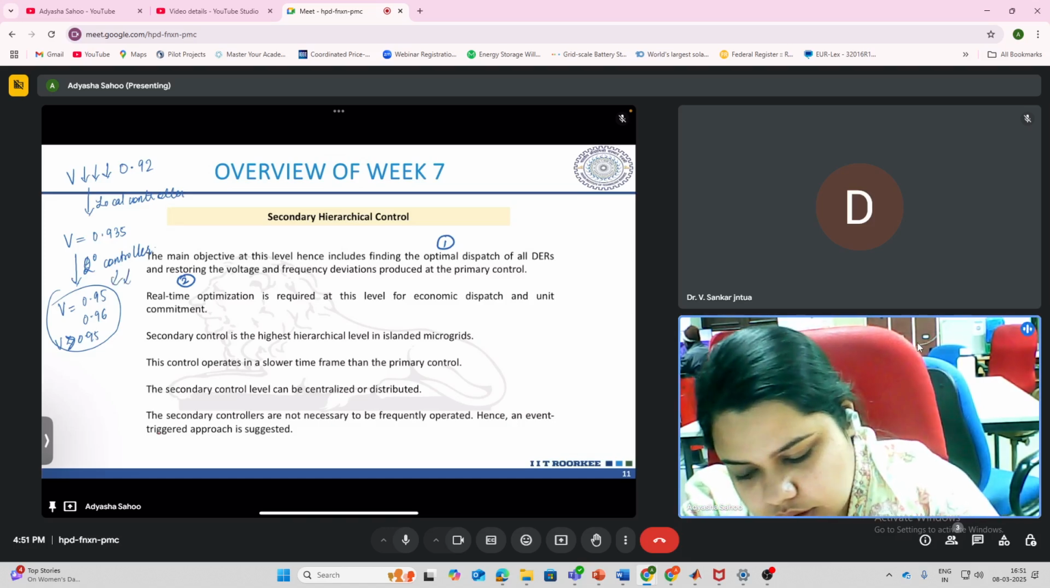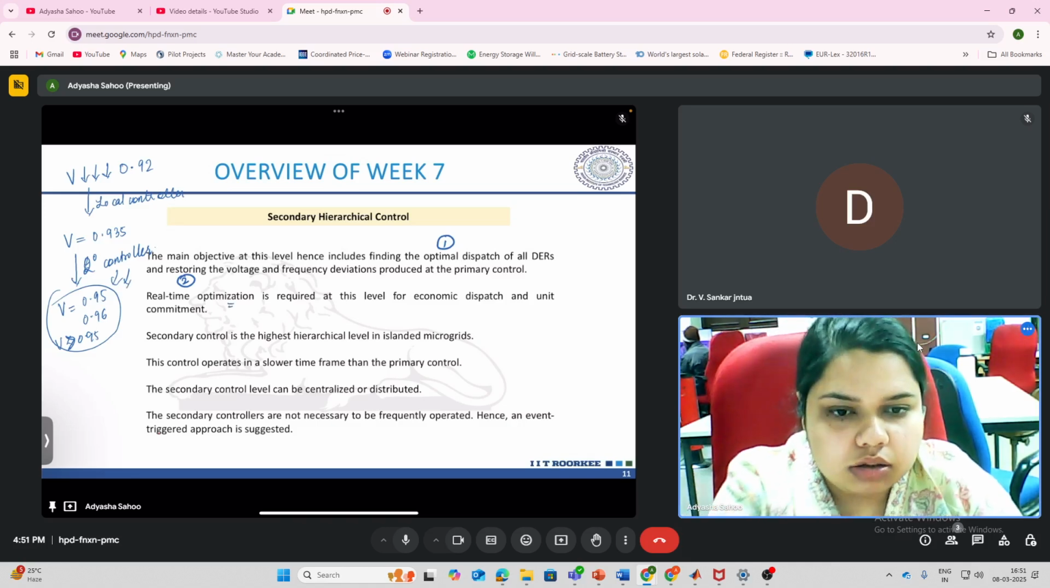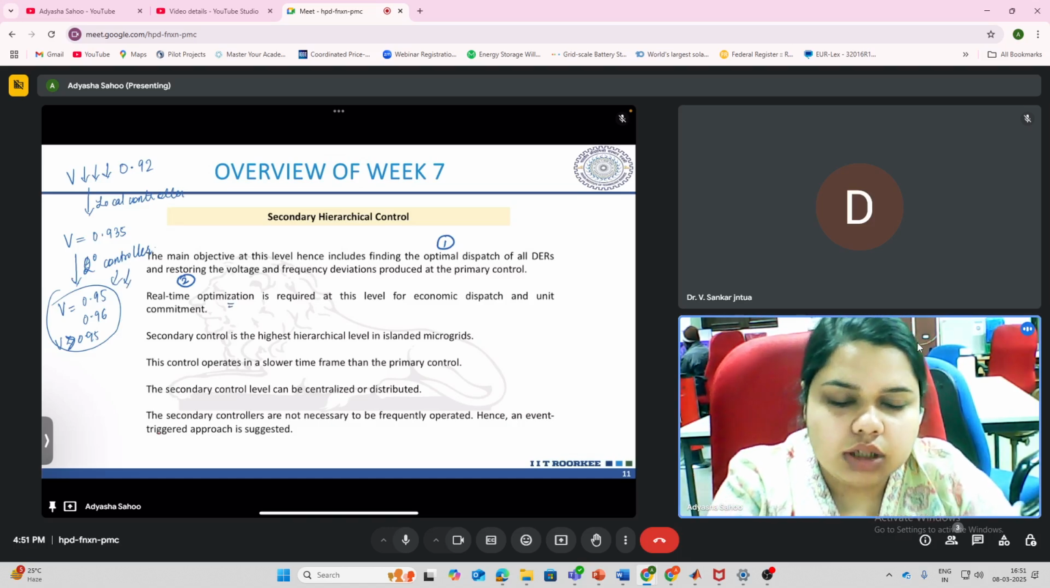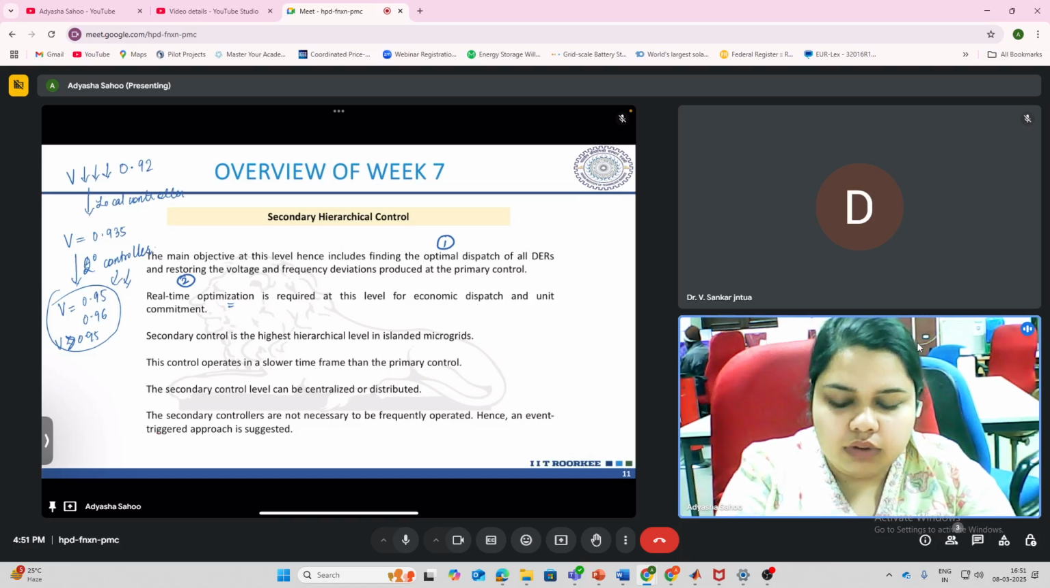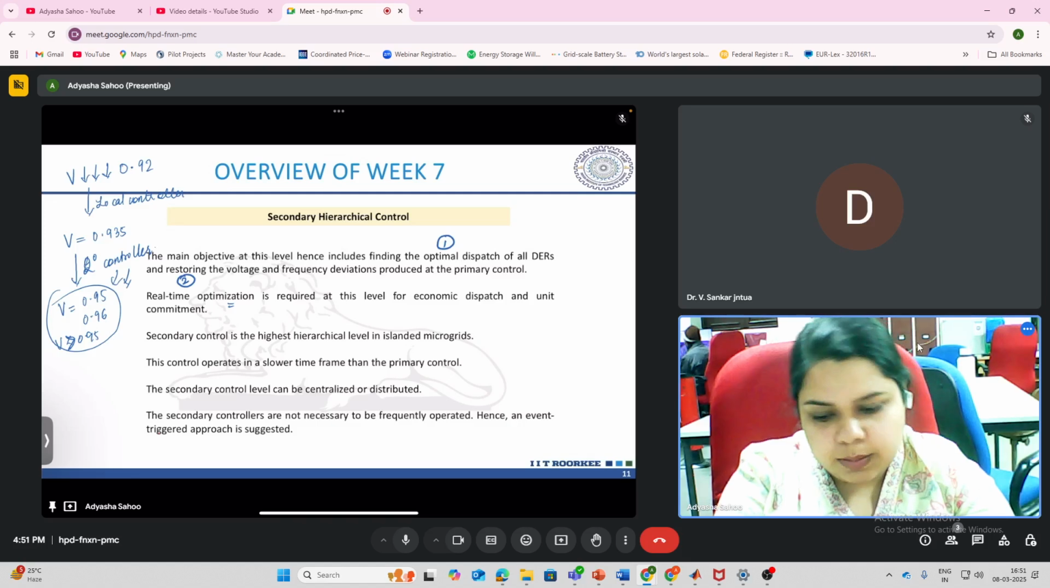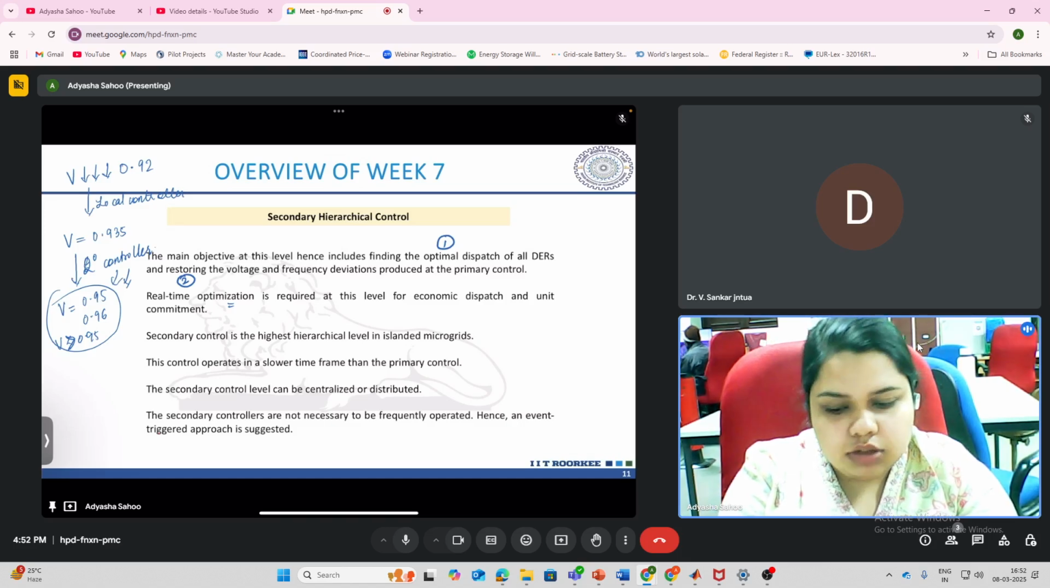Now for this, you need to have real-time optimization. So you need to build an optimization model, and the objective of that optimization model will either be to minimize the overall losses, or to minimize the operating cost, or to minimize the voltage fluctuations, or minimize the frequency fluctuations, depending upon what application you want to work for. Then you have a set of constraints, and you solve this optimization problem to get the dispatch schedules of the various distributed energy resources with you. So economic dispatch and unit commitment.